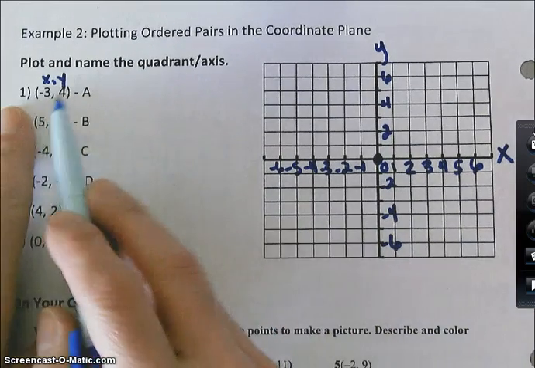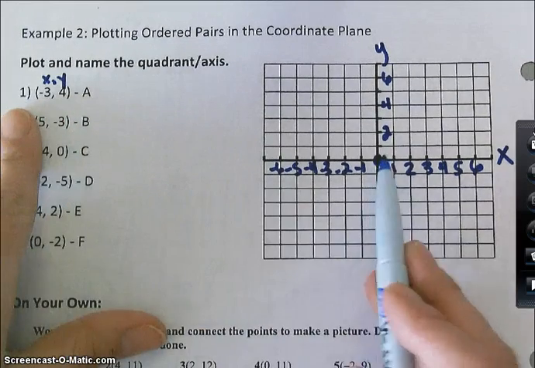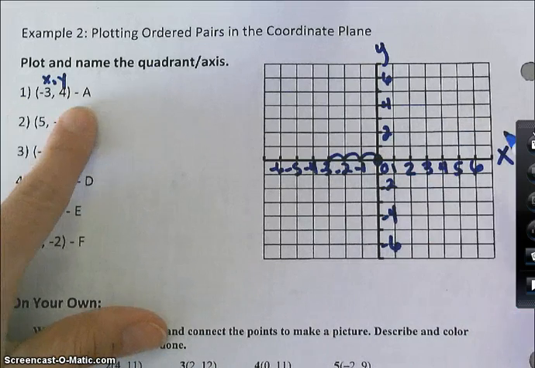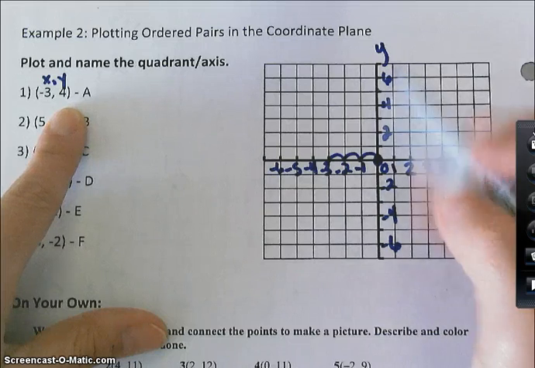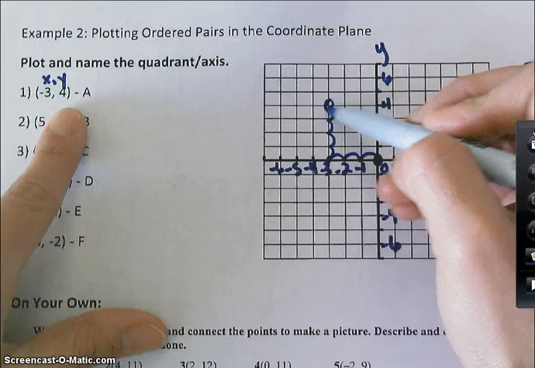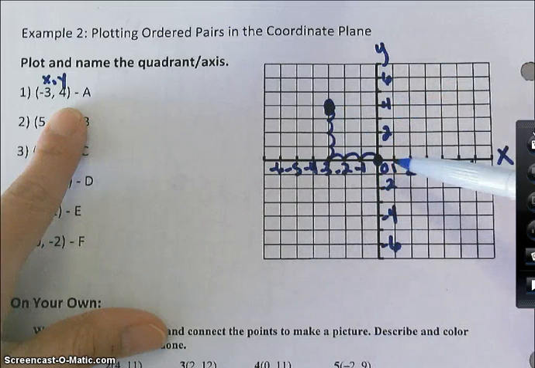So that means this tells me I have to go -3 to the left. So 1, 2, 3 to the left. And then I have to go 4 on the y-axis, so I have to go up 4. So 1, 2, 3, 4. And then I plot my point. So I always start from my origin, and then I move to the left or right first, and then I go up.